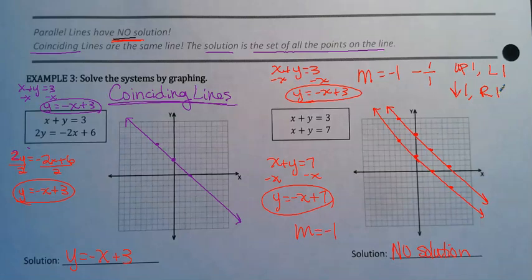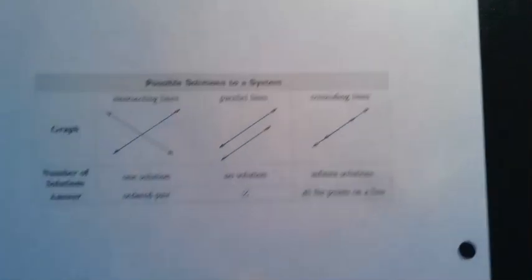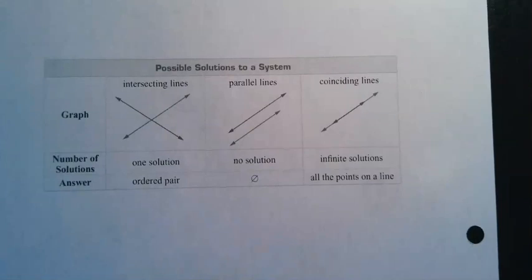Okay, then at the bottom you have a chart that talks about your possible solutions to a system when you graph it. You can have intersecting lines, which is going to give you one solution, and it's going to look like an ordered pair. The parallel lines are going to have no solution, and so there is no answer. Coinciding lines are going to have infinite solutions, and it's going to be all the points on the line.